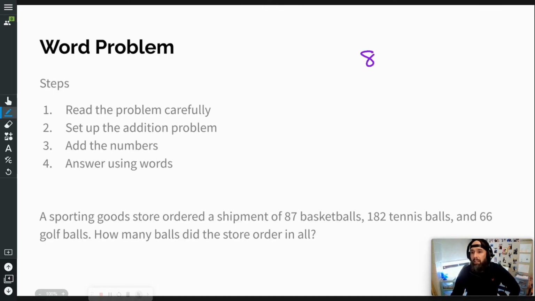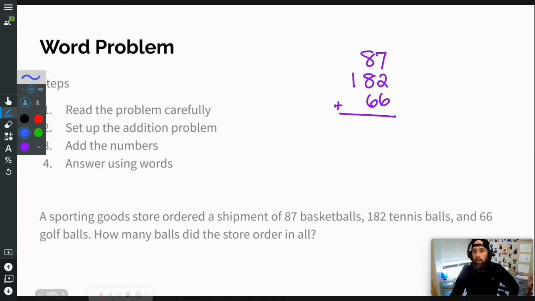So we have 87 plus 182 plus 66. And then we add these up the way we normally would. Start all the way to the top right. 7 plus 2 is 9. 9 plus 6 is 15. Write out your 5, carry the 1.